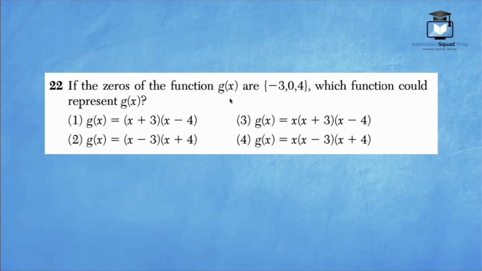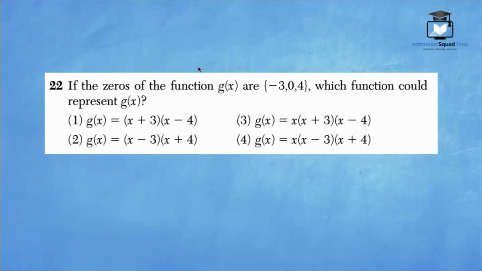If the zeros of the function g of x are -3, 0, and 4, which function could represent g of x? Oftentimes, we've shown you that the roots of the function can easily be used to determine the factors of the function.